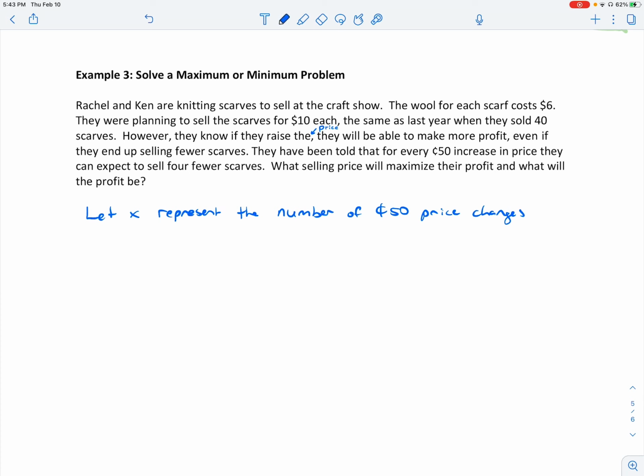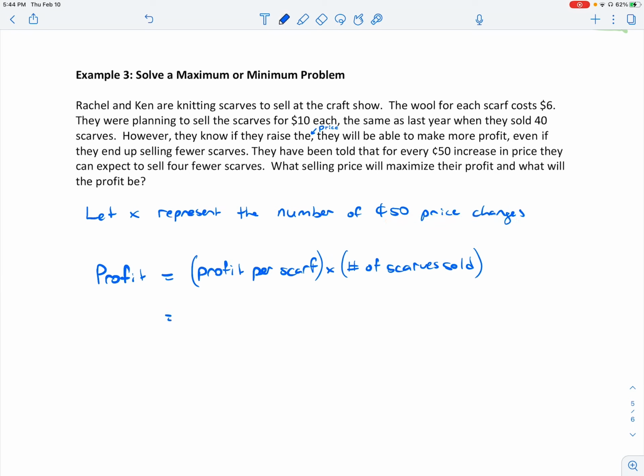So the profit is going to equal the profit per scarf. This is how much money they're going to make off of just one scarf times the number of scarves sold. In order to maximize this profit, we need to come up with an expression that depends on x, the number of 50-cent price changes.